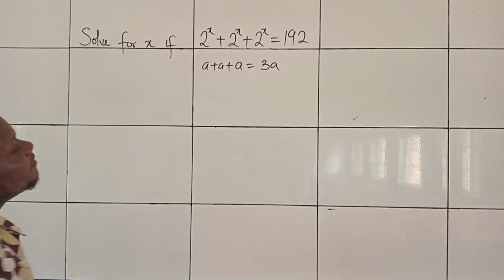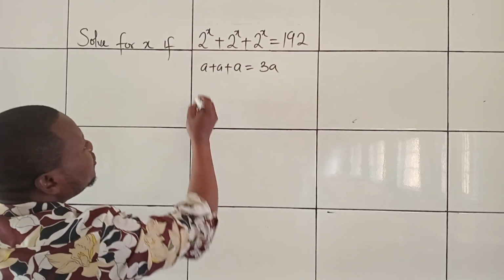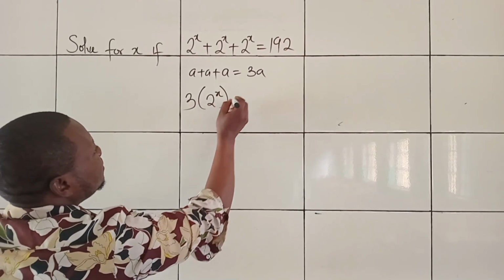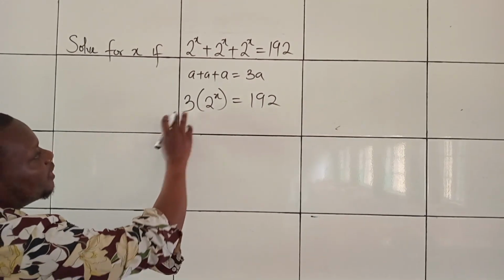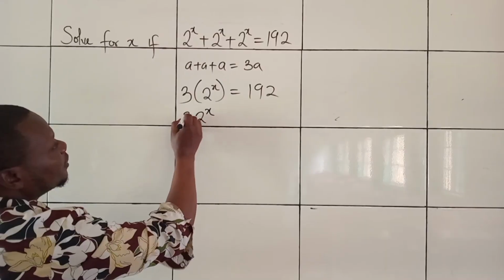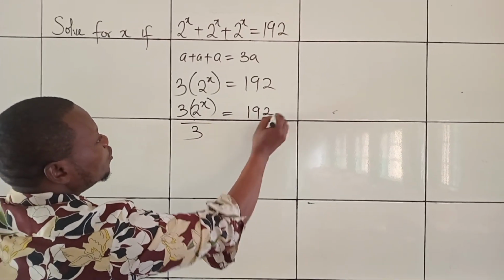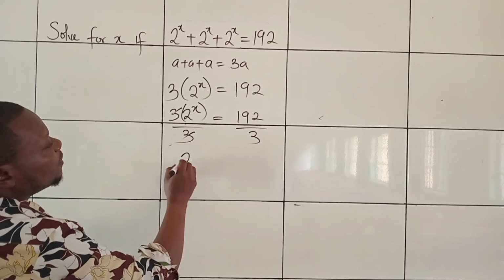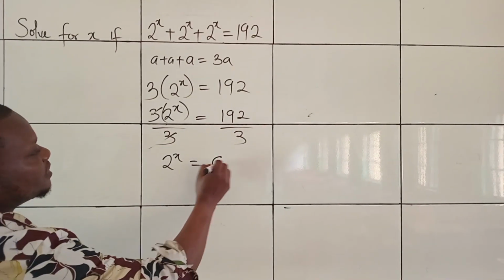So I'm going to apply the same thing here: 2 raised to the power of x plus 2 raised to the power of x plus 2 raised to the power of x will give us 3 times 2 raised to the power of x equals 192. From here, we divide both sides by 3. So 3 will cancel 3 here. Then we have 2 raised to the power of x equals, 192 divided by 3 gives us 64.